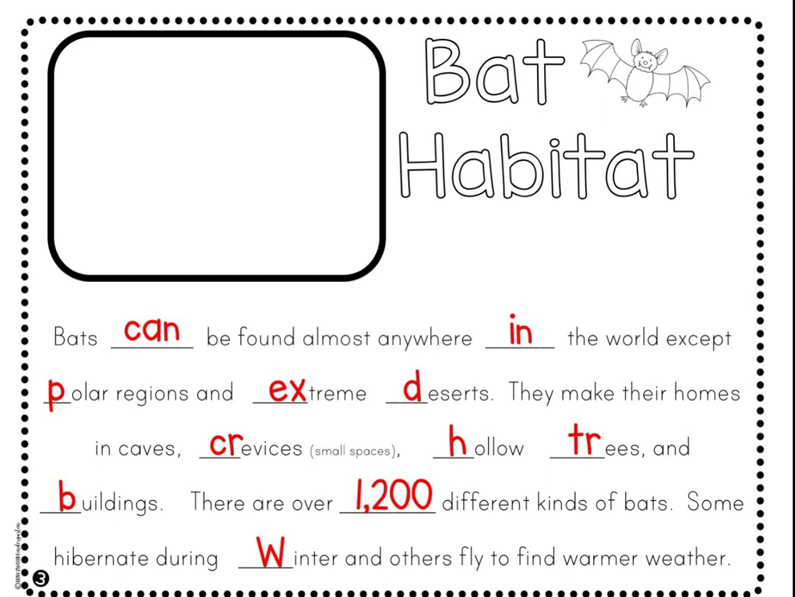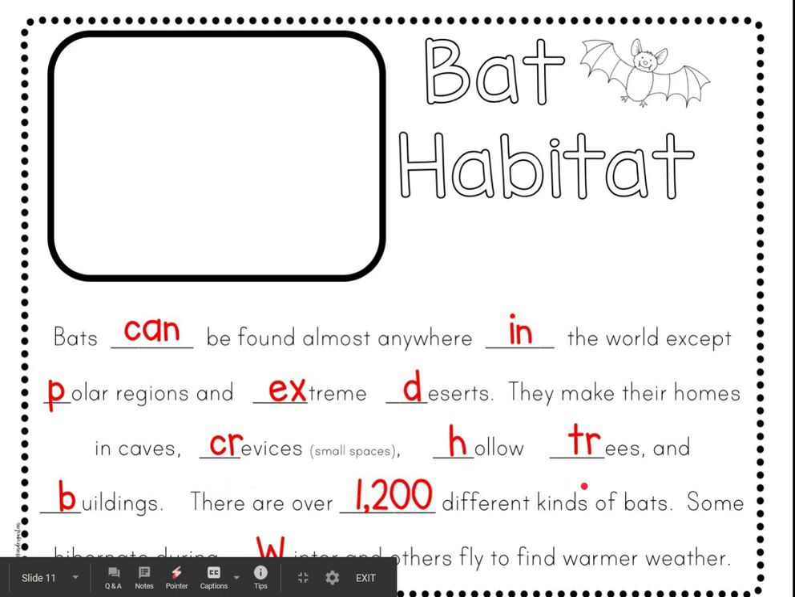All right, now that you have all of the fill in the blanks completed, let's read this paragraph again to make sure we understand. I'm going to read aloud to you. I'd like you to put your finger under the sentence and track while I read to you. Bats can be found almost anywhere in the world except polar regions and extreme deserts. They make their homes in caves, crevices, hollow trees, and buildings. There are over 1,200 different kinds of bats. Some hibernate during winter and others fly to find warmer weather.